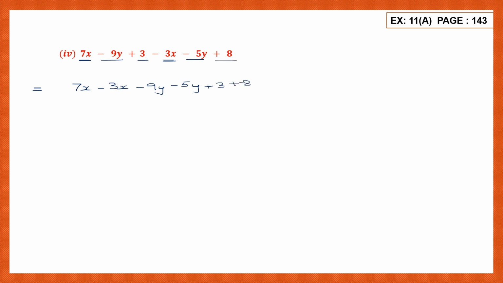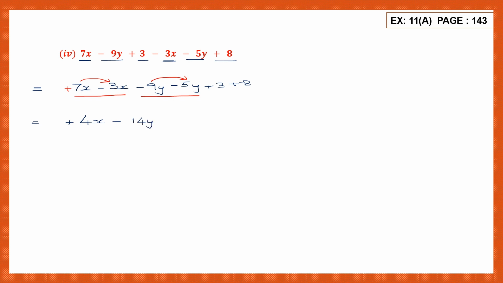Now let's work on the like terms. We can only add or subtract like terms. So 7x minus 3x, this is the plus sign. Signs are different, so put the sign of the bigger number and subtract 7 minus 3. 7 minus 3 is 4, so that makes it 4x. Now let's go to the next one, the y's. Minus 9y minus 5y. When signs are the same, we put the same sign. That is, we write minus and we add up these two numbers, 9 plus 5, that is 14. And we write y.